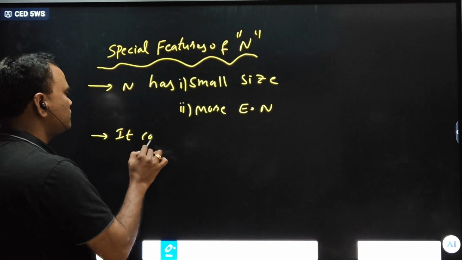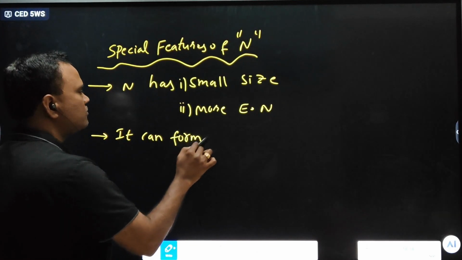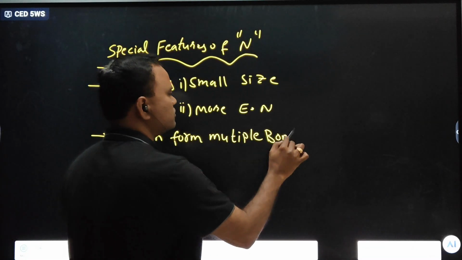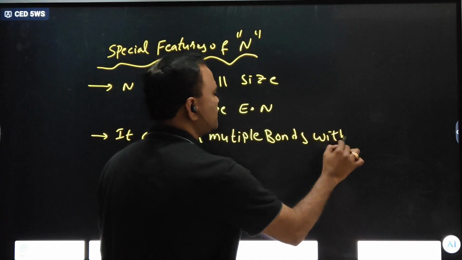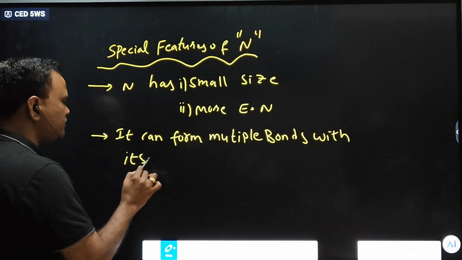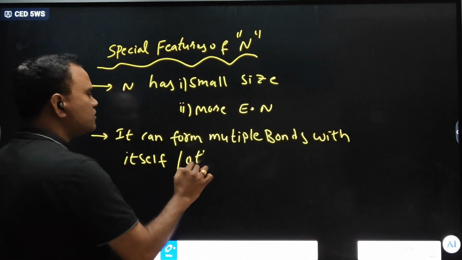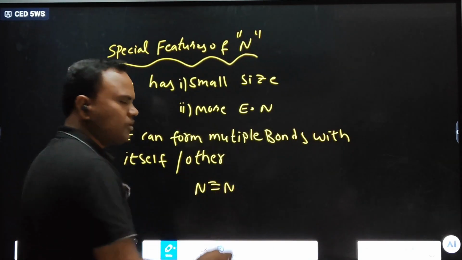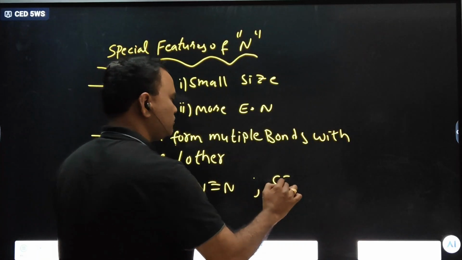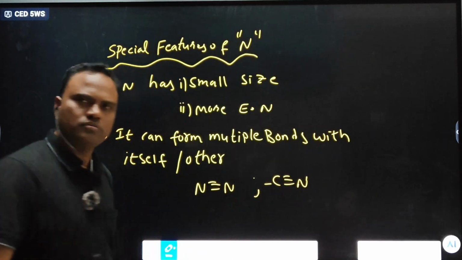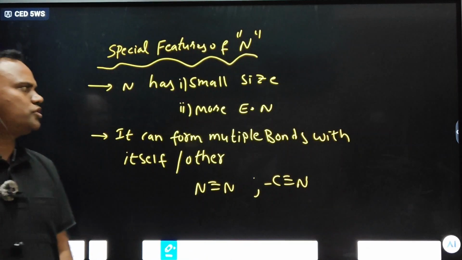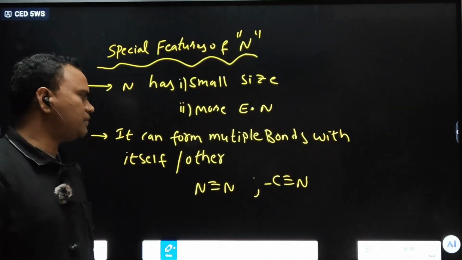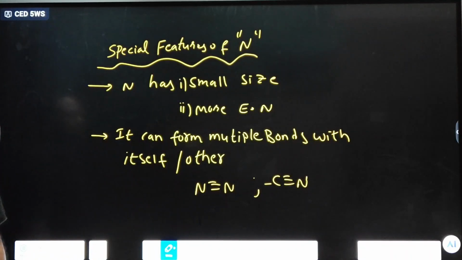It can form multiple bonds with itself or with other elements also, meaning with carbon also. For example, like this, a multiple bond, a triple bond, or like this also. Due to its small size and high electronegativity, it can form multiple bonds with itself or with other elements.